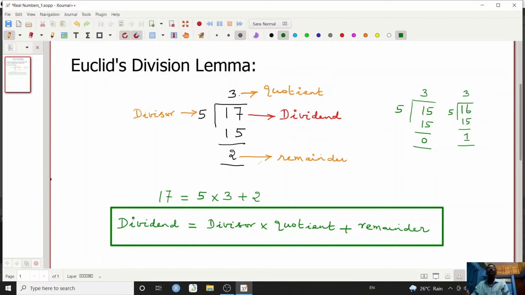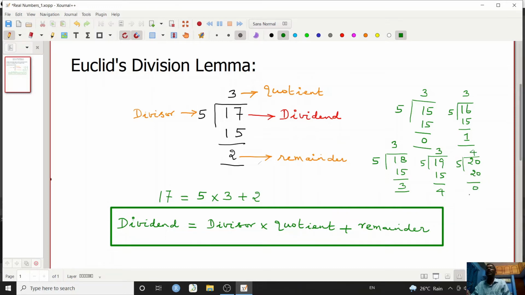So we have put 17. Now let me put 18 here. Why am I doing this? We are going to witness an important point. Let us again divide this by 5. Again we have 3 as the quotient, and the remainder is going to be 3. Now what will happen if I put 19? If we divide it by 5, we get 3 times, and the remainder is going to be 4. Now if I put 20, what will happen? If we divide it by 5, we will get 4.